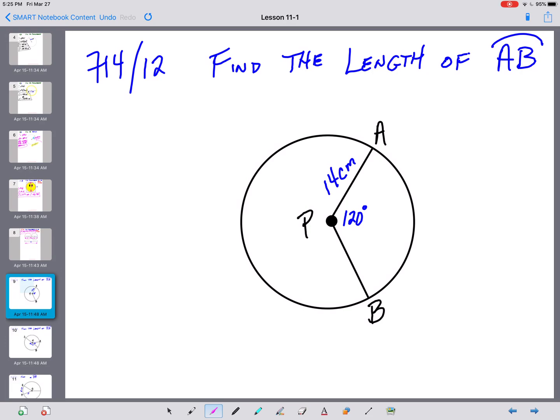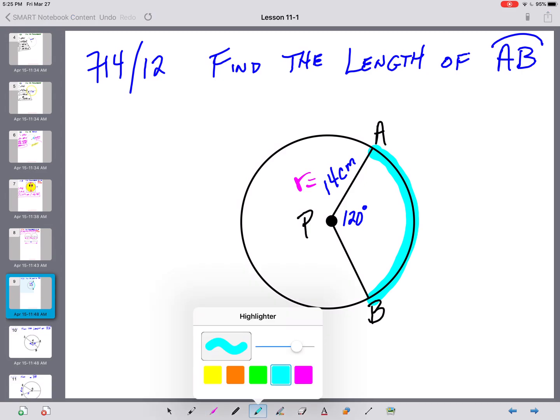Keep on rolling here. Find the arc length right here. This is what they're looking for. What did they give us? They gave us the radius, and they gave us, what do we call the angle right at the center?